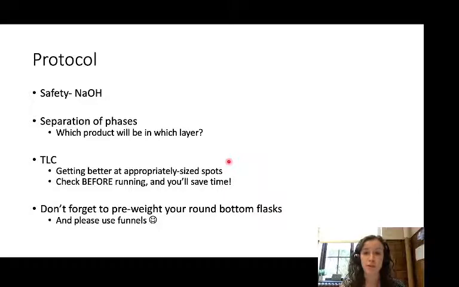If you're using solid crystals, really all you need is 1 crystal, folks. If you're using a liquid, really all you need is half a drop, not even a full drop, from a Pasteur pipette. So be very careful with this. A lot of our spots are still too big.